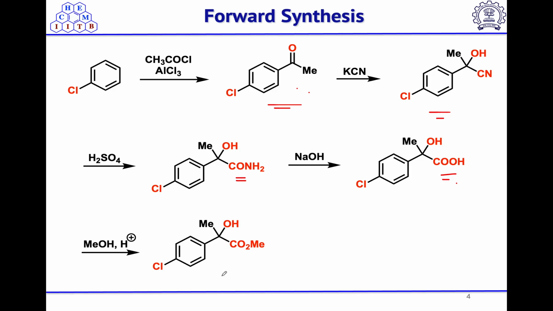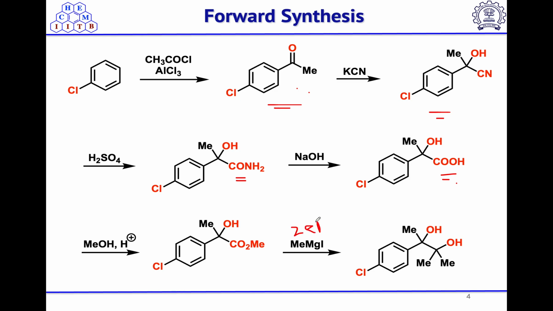After getting this ester, what do we have to do? We need to add two equivalents of Grignard reagent to get the corresponding tertiary alcohol. So we use two equivalents of methyl magnesium iodide, and we directly get this tertiary alcohol. So this is our target molecule.